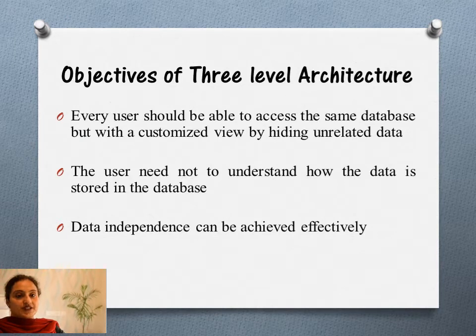Now, what are the objectives of 3-level architecture? Every user should be able to access the same database but with a customized view, because the unnecessary details of the data are hidden by the database. Second, the user need not understand how the data is stored in the database. Third, data independence can be achieved effectively. Data independence means the capacity to change one level of the database without affecting the other level.